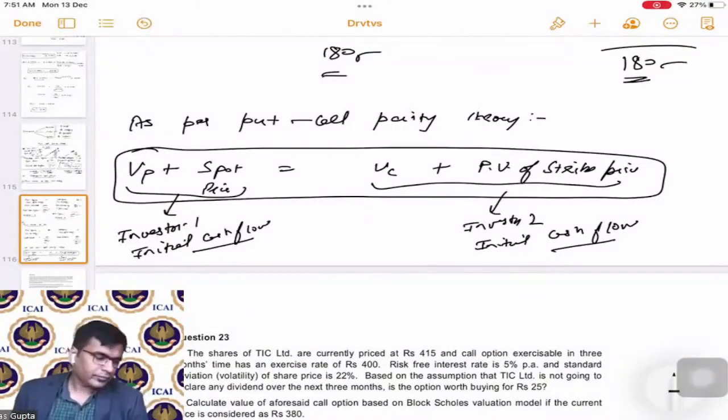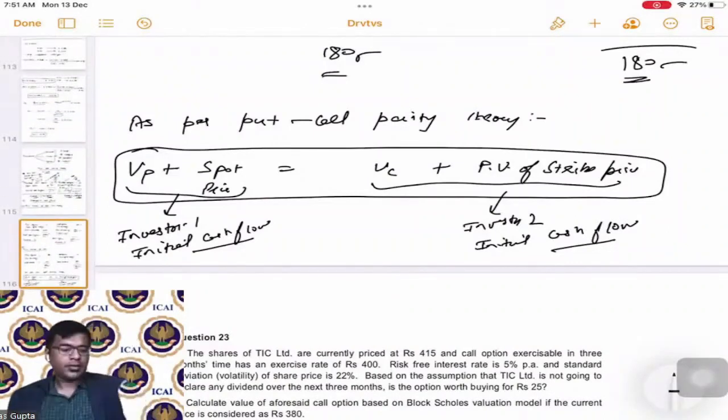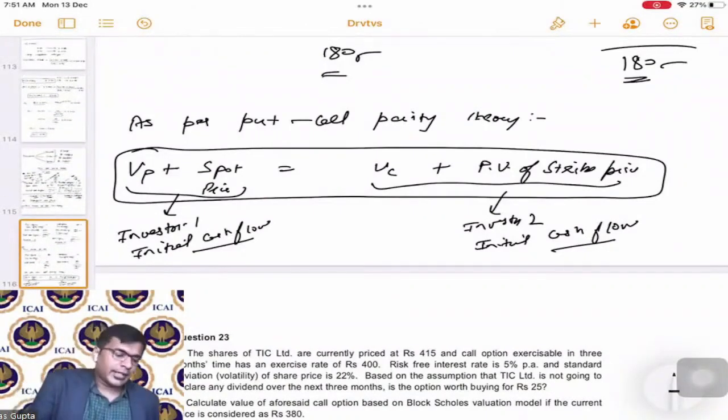Okay, we will attempt one question, which is the last question, I think, in the assignment. Yes, and then we will cover some theoretical concepts.